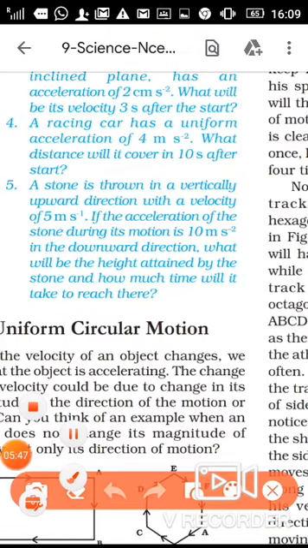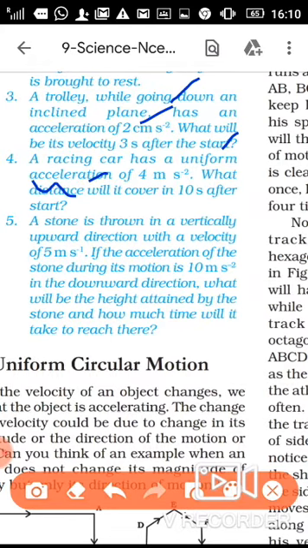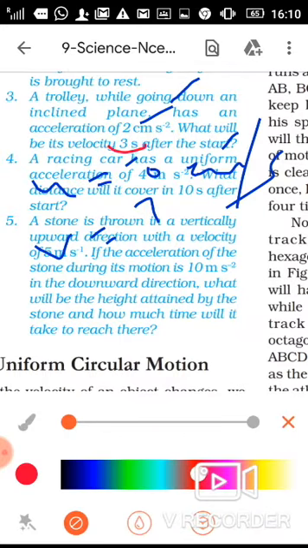A trolley while going down an inclined plane has an acceleration of 2 centimeter per second squared. What will be its velocity after the start? Initially it was at rest, so U is 0 centimeter per second. V is not given; you have to find V. Time is 3 seconds, and this is the acceleration. Then you have to find V.